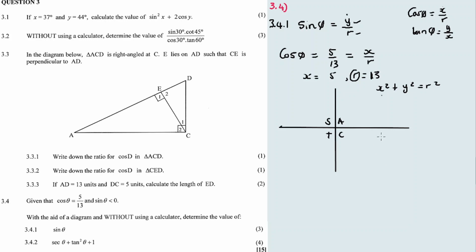But check something. Where is the sign negative? Definitely not the first quadrant. In the first quadrant, the A stands for all: all the ratios are positive. Second quadrant, no, since sine is the one that is positive, and then the third quadrant, tan is the one that is positive. So it means here the sine is negative and cos is negative. So this one here qualifies, but there's a problem.